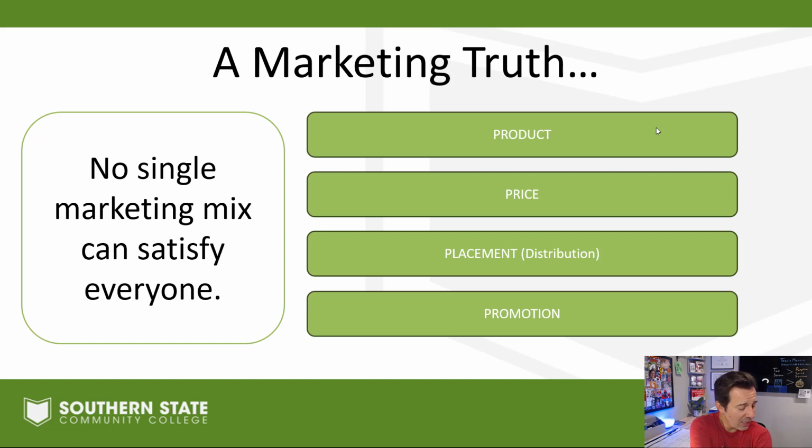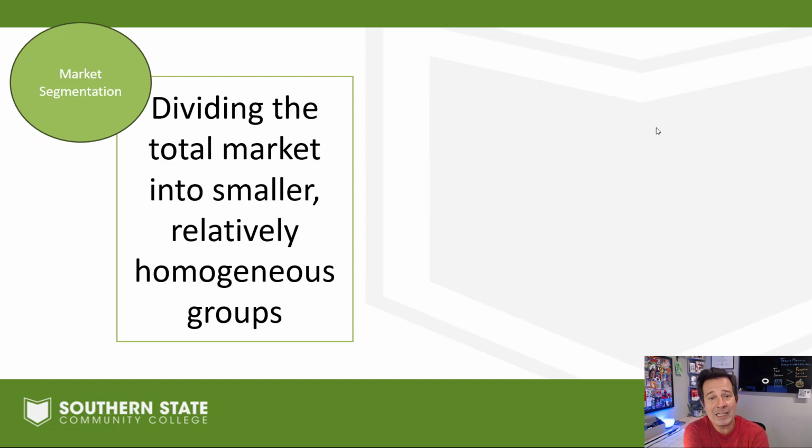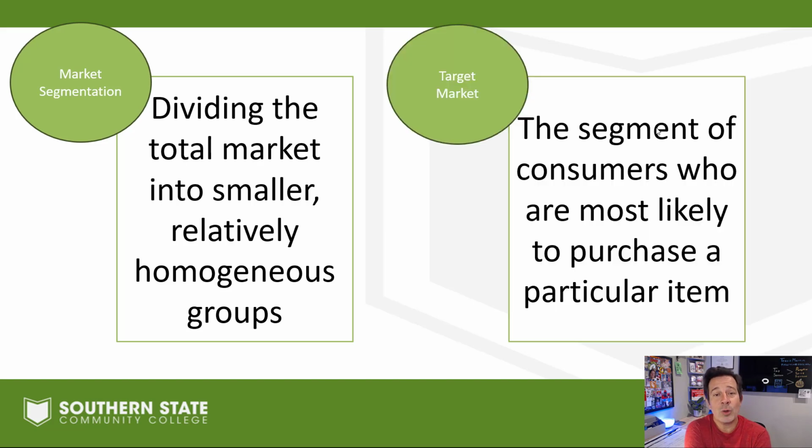And so we also have talked about in our last video the idea of market segmentation being dividing the total market up into smaller, relatively homogeneous groups. Homogeneous meaning having the same characteristics. And that leads us to our target market. The target market is a segment of consumers who are most likely to buy our product.